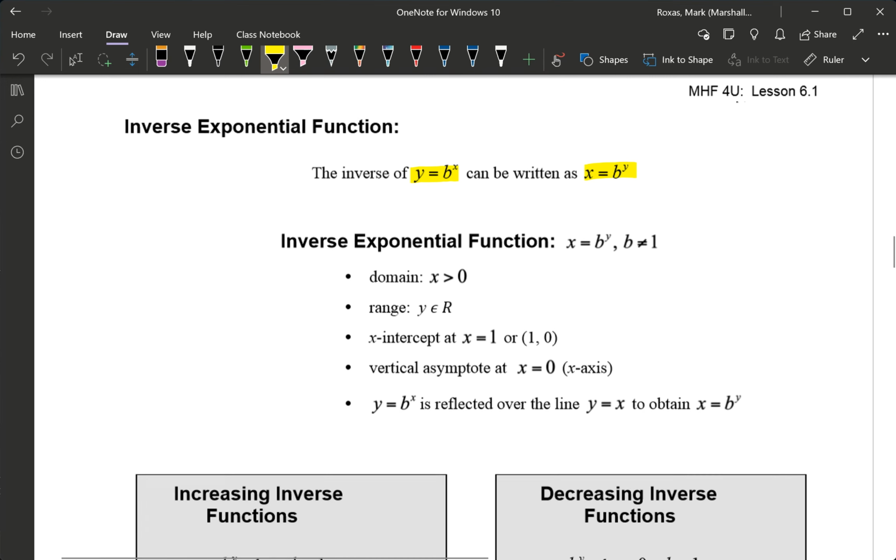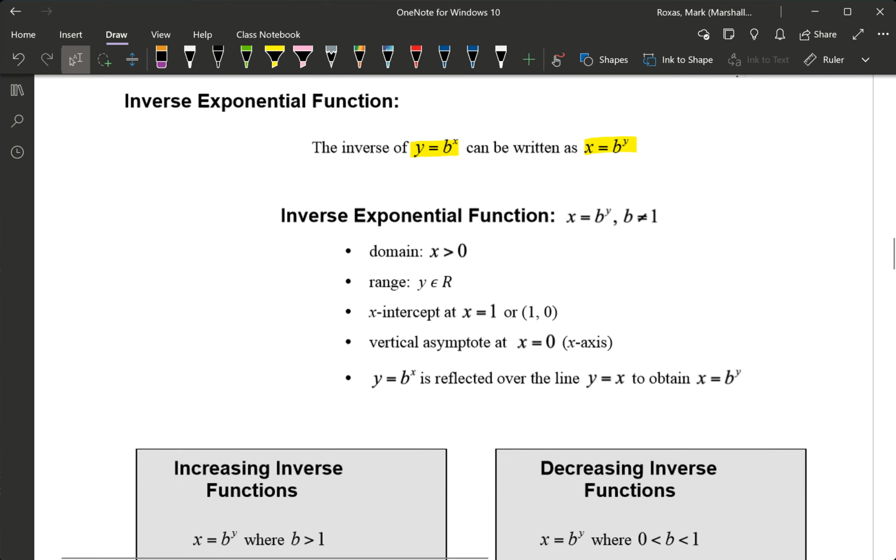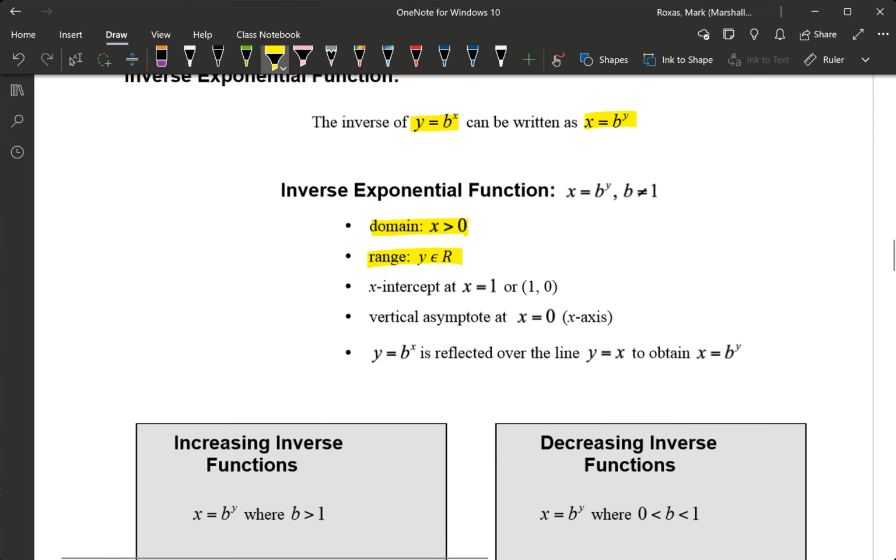Okay, and so the inverse exponential function has some properties, right? The domain takes on the range of the exponential function. So if the range of the exponential function was y greater than 0, then the domain of the inverse would be x greater than 0. The range takes on the domain of the original exponential function, so if the exponential function had a domain of every real number, the range of the inverse will be every real number.